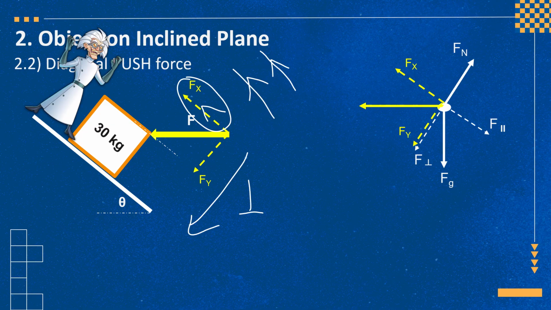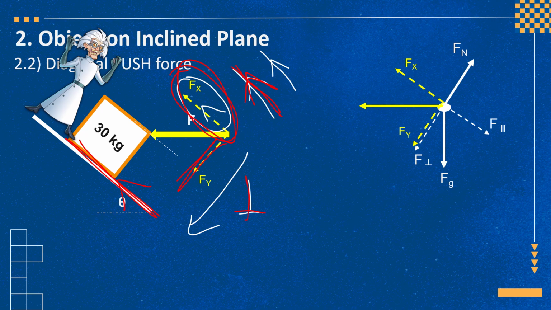But remember, it also has two perpendicular components. And as I previously said, Fx is always parallel to the surface of the slope, and Fy will be perpendicular. So if that is my slope, you can see that Fx is parallel as well as F parallel, and Fy is perpendicular to your surface. So that is how you draw the free body diagram for this scenario.